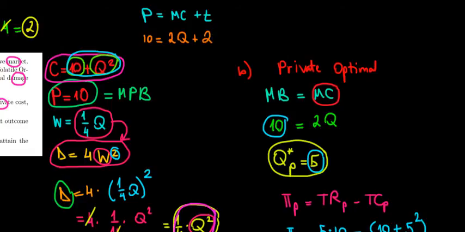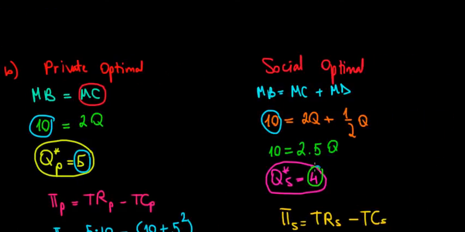Now, if we solve this, what do we get? Well, we take 2 to the other side. 10 minus 2, that's equal to 8, equals 2 times the quantity, meaning that the quantity that the company would produce now would be equal to 4 units. And we can see that is the same quantity as the social efficient level over here. So the strategy works, and we are done.